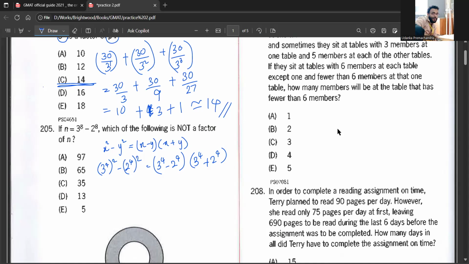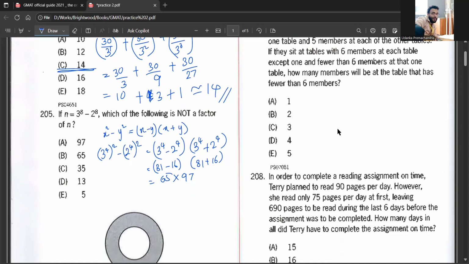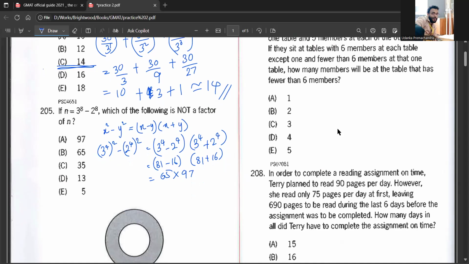3 to the power 4 is 81, and 2 to the power 4 is 16. So 81 minus 16 is 65, and 81 plus 16 is 97. So 65 times 97. Now, which of the following is not a factor of n? You can write this as 65 and 97.